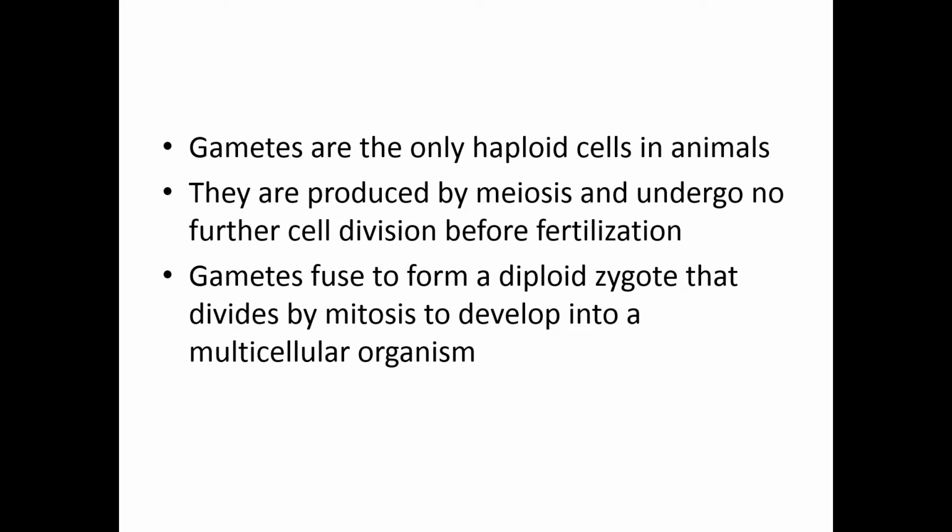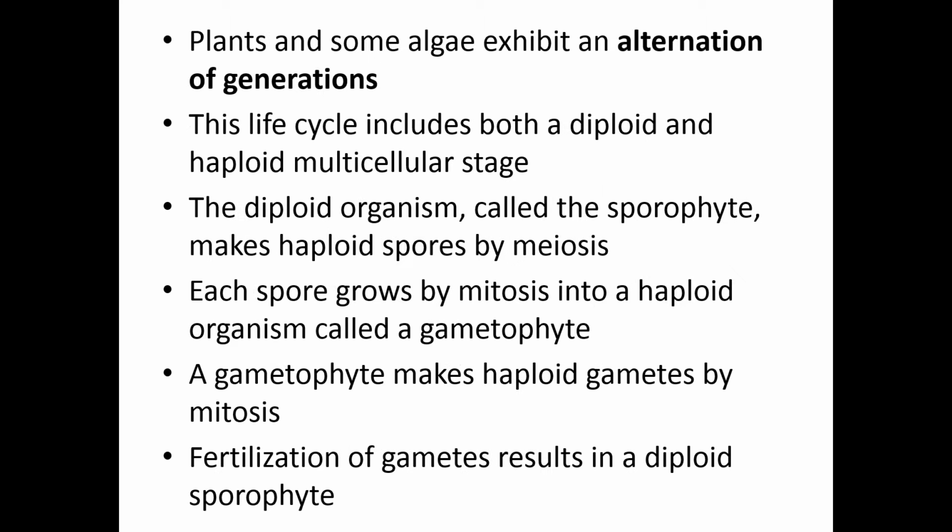When you're talking about animal cells, your gametes are the only haploid cells. They're produced by meiosis, and prior to fertilization, they don't undergo any more forms of cellular division. So when your gametes fuse back together, you get your full complement of total chromosomes.